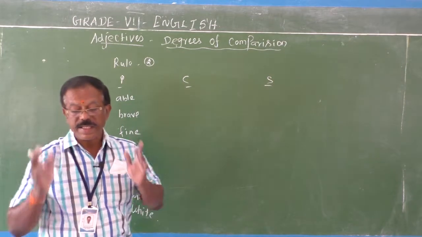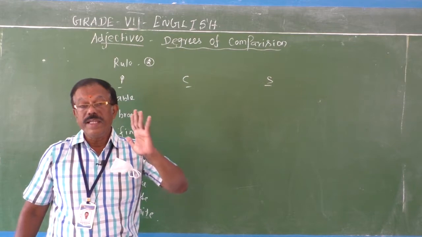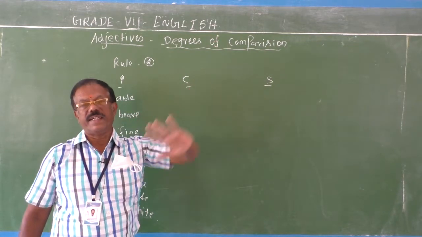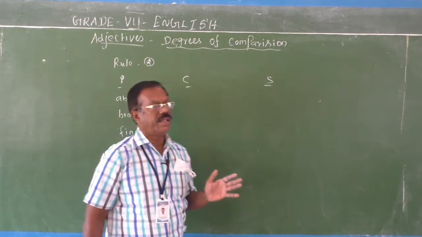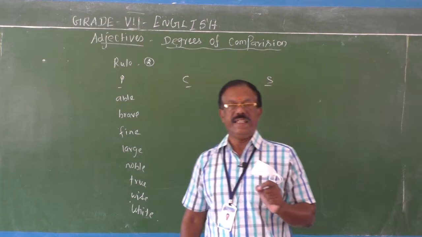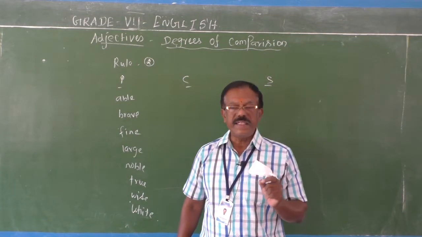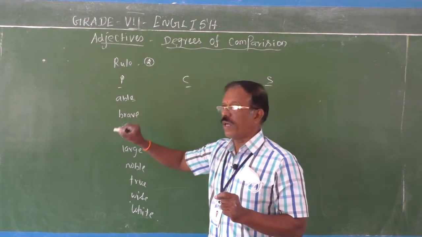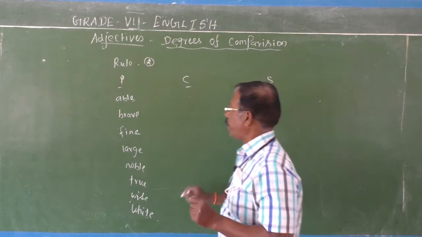See, in all these cases, when the positive ends in E, add only R and ST, not ER and EST. Okay, children. So when the positive form of an adjective ends in the letter E, then you have to add R alone in the comparative form and ST alone in the superlative form.